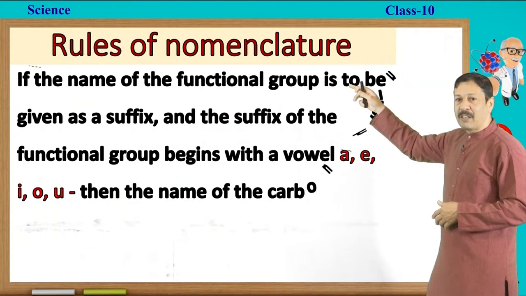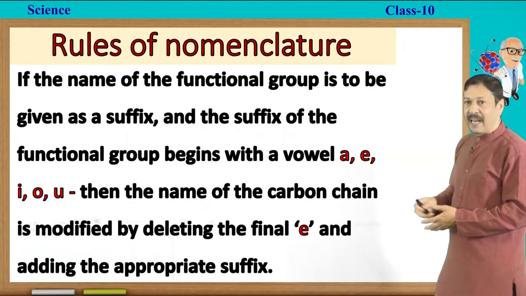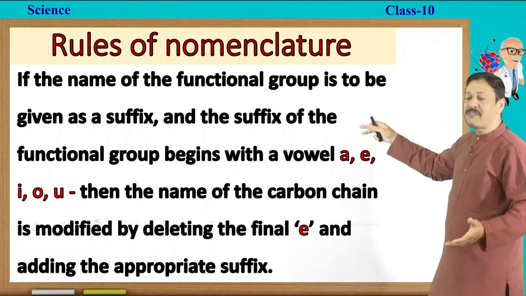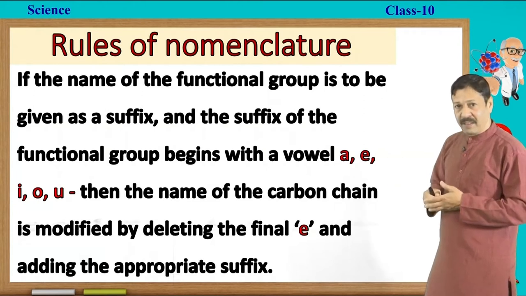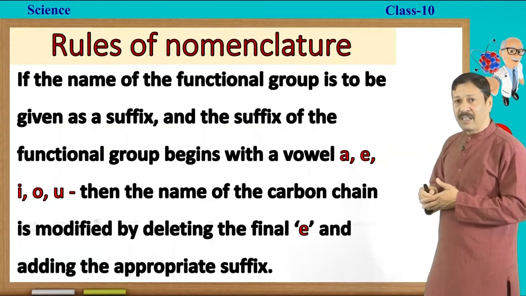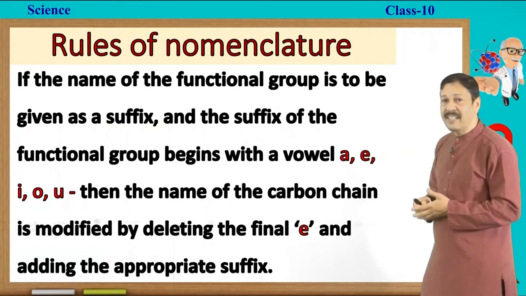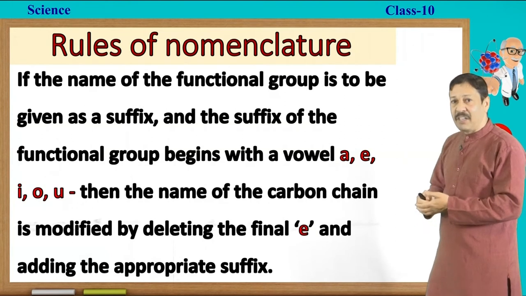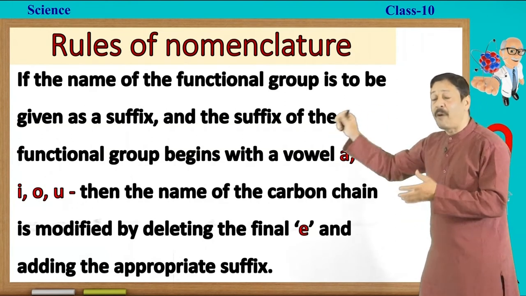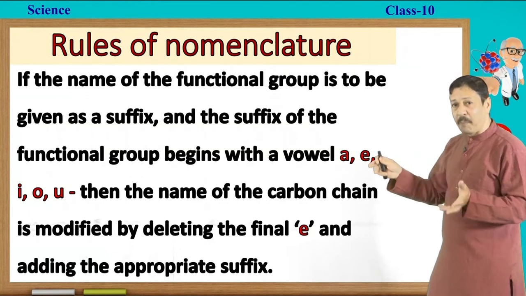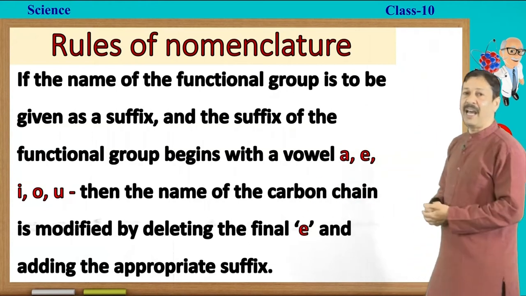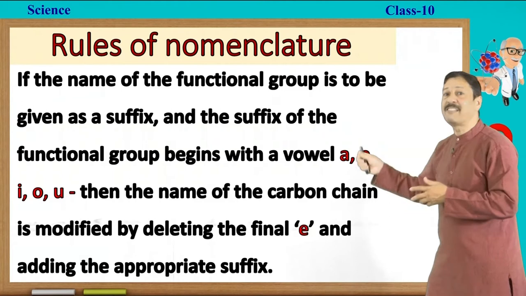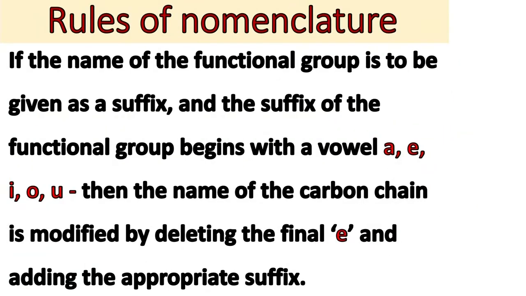If the name of the functional group is to be given as a suffix, and the suffix of the functional group begins with a vowel, A, E, I, O, U, for example alcohol, OL, aldehyde, AL, carboxylic acid, OIC, oic acid. In such cases, you have to drop the last letter of the hydrocarbon name: methane, ethane, propane, butane, in all the cases you have E. The last letter E is replaced and you add those secondary suffixes. That is how you name a functional group.